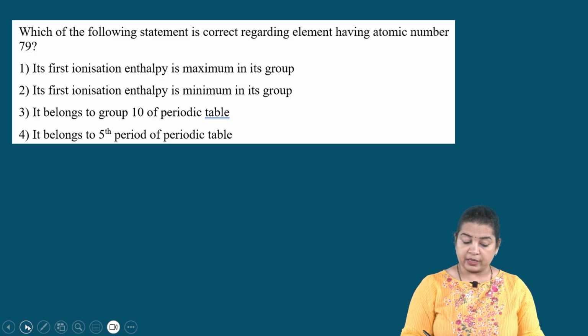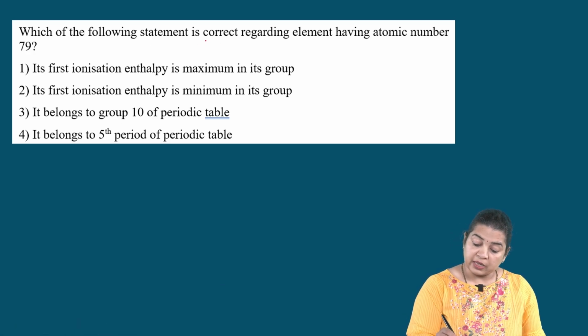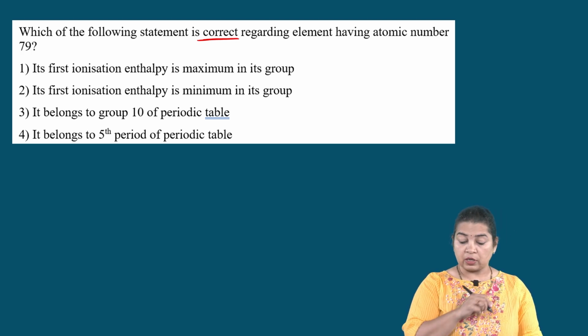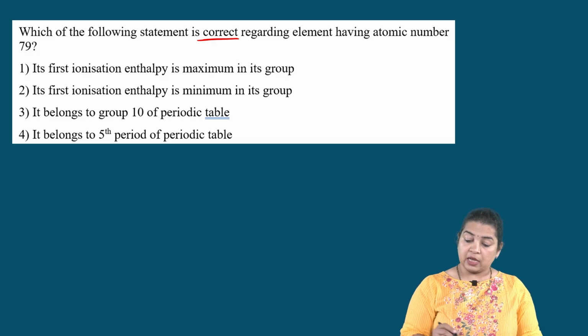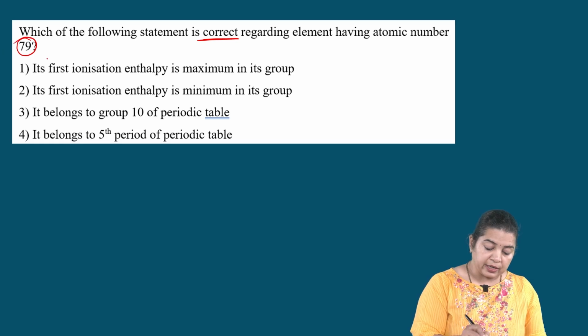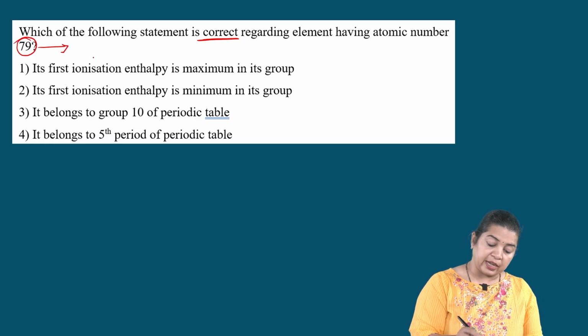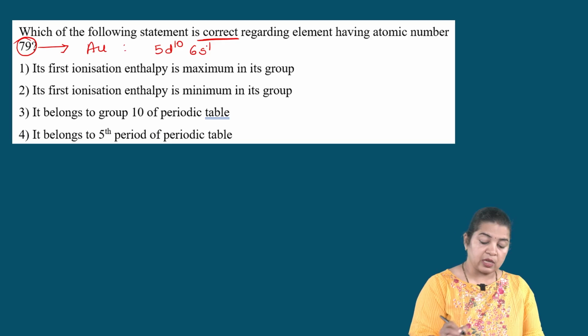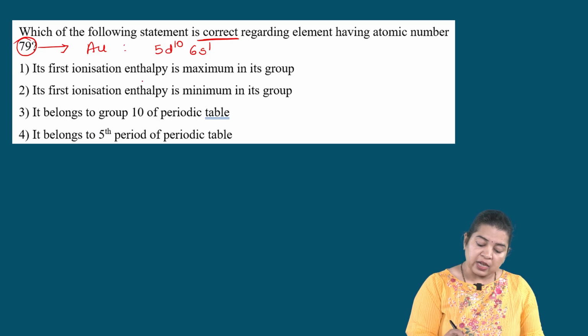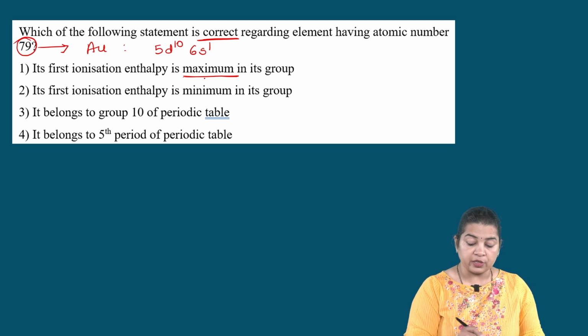Let's move to next question. Which of the following statement is correct? This time they are asking correct. Last time, 2 questions back, they were asking incorrect regarding element having atomic number 79. If atomic number 79, it is gold, and its configuration is 5d10 6s1, right? Copper, silver, gold. Its first ionization enthalpy is maximum in its group.